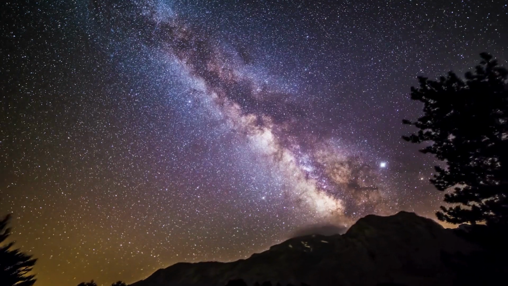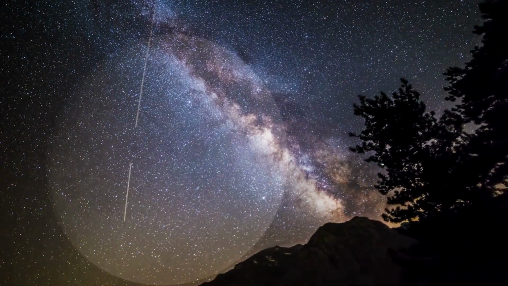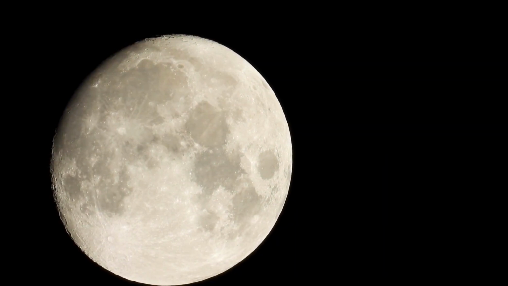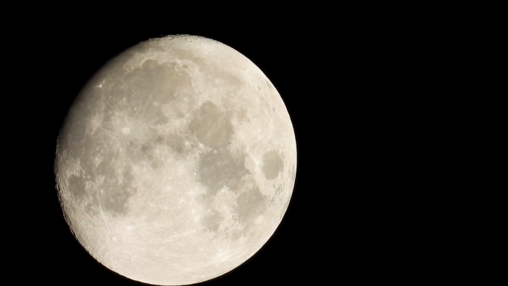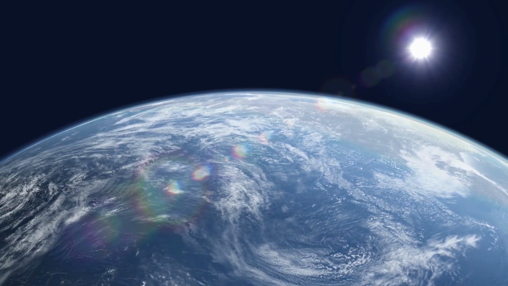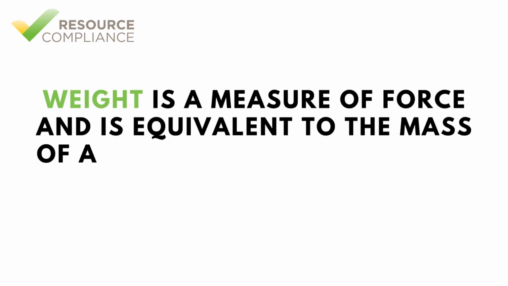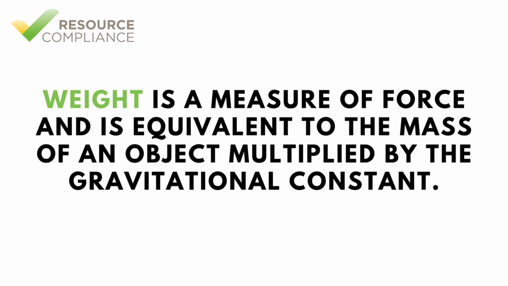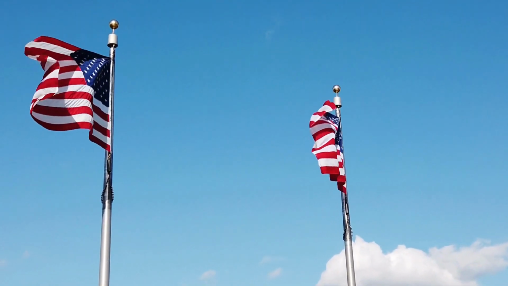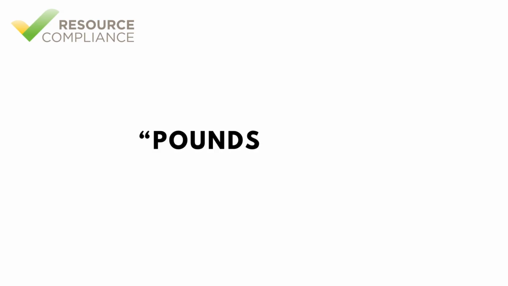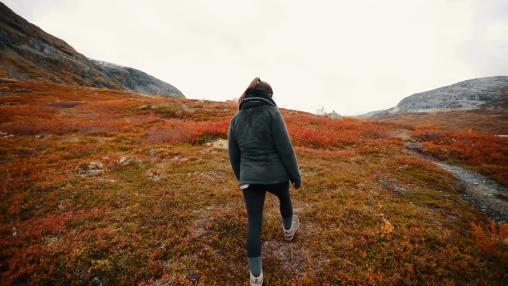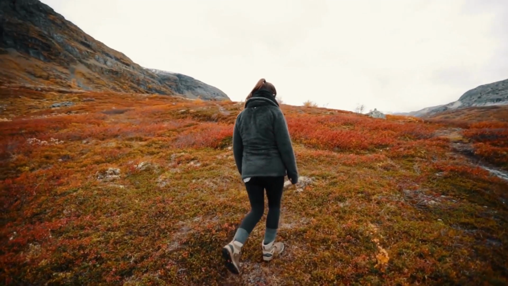Mass is said to be conserved, which means that an object's mass is the same regardless of where the object is. In other words, an object's mass is the same whether it's on Earth or the Moon. Weight, however, is a measure of force and is equivalent to the mass of an object multiplied by the gravitational constant. In the United States, the common units for weight are pounds force. Weight is not conserved, which means that its value will change based on the gravitational constant used.